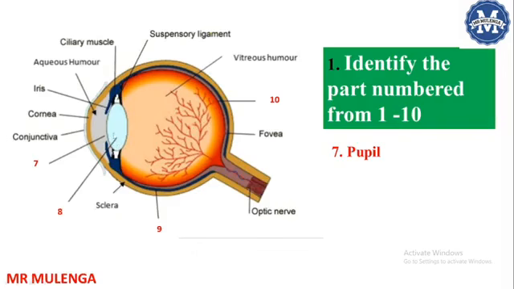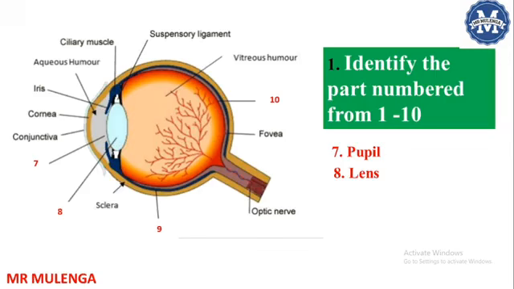What is the name of this part labeled 8? I'm sure you are able to see this part. This part is called the lens. And what is the feature of the lens? The lens is soft and transparent, and it is behind the pupil. As you can see, the pupil is here. So this lens is soft and transparent and is behind the pupil.